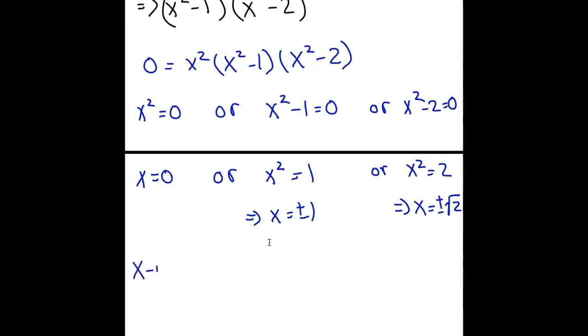So then x-intercepts, we have 0, 0. This happens twice. So multiplicity here is 2. So this is a bounce because we have an even number for the multiplicity.